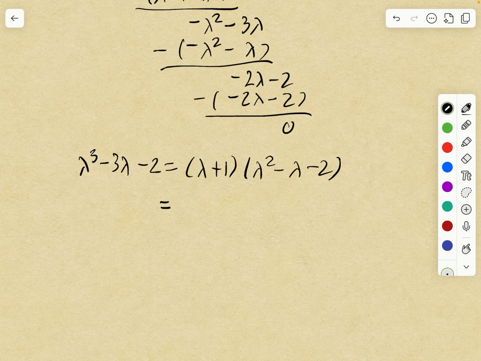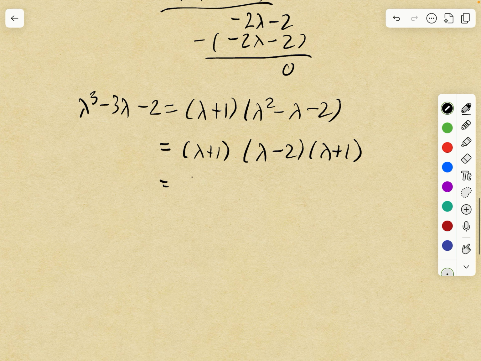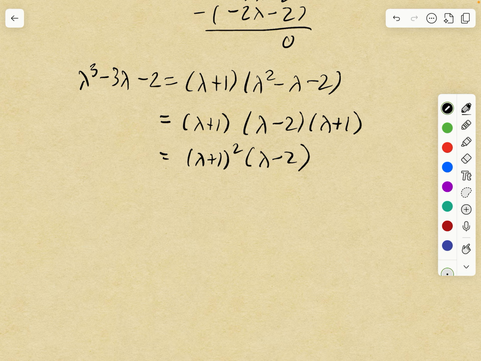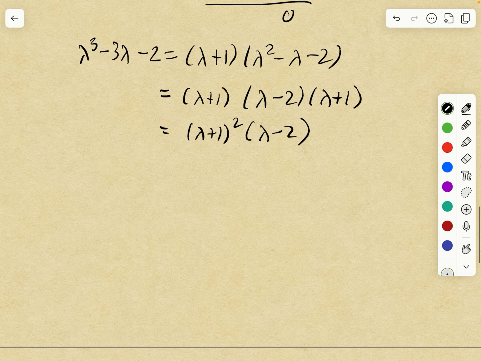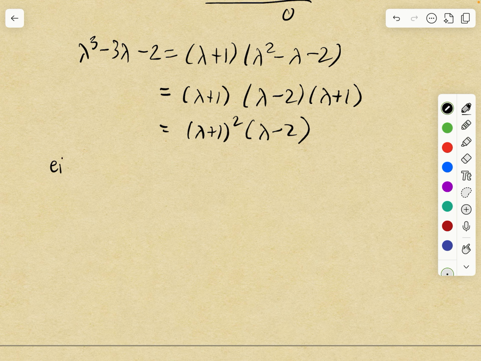And now we can easily factor this quadratic because that's going to factor as lambda minus 2 times lambda plus 1. So we see that we get lambda plus 1 squared times lambda minus 2. The characteristic polynomial was negative this, so if you want the characteristic polynomial, you multiply this by negative 1. But we're trying to find the roots of this. Now that we've factored this polynomial, we see that the eigenvalues are negative 1 and 2, because they're the roots of that polynomial. Okay, so those are the eigenvalues.